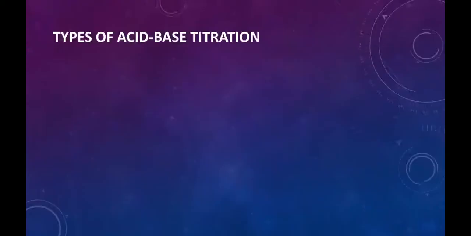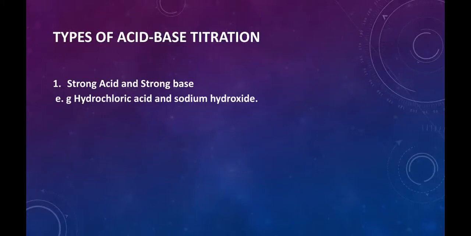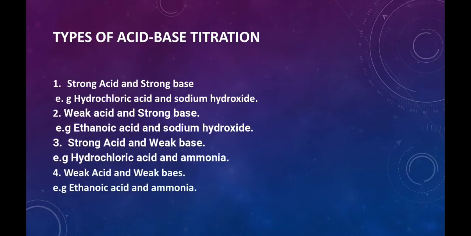Types of acid base titration. First, strong acid and strong base. For example, hydrochloric acid and sodium hydroxide. Second, weak acid and strong base. For example, ethanoic acid and sodium hydroxide.